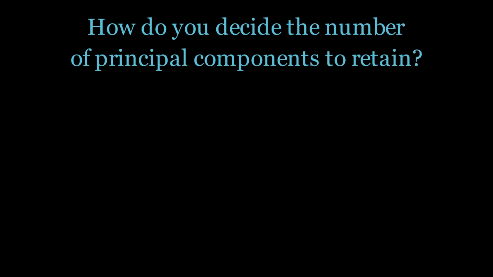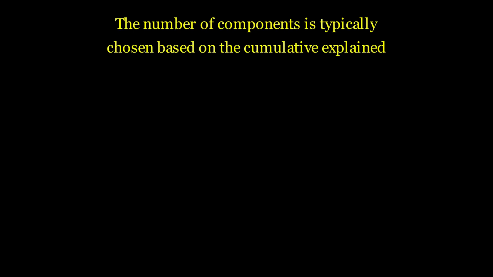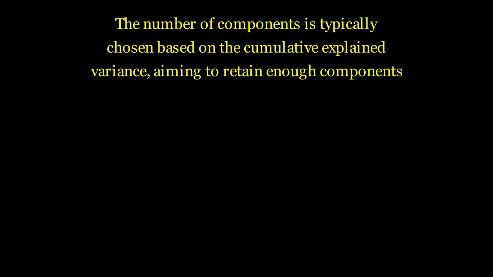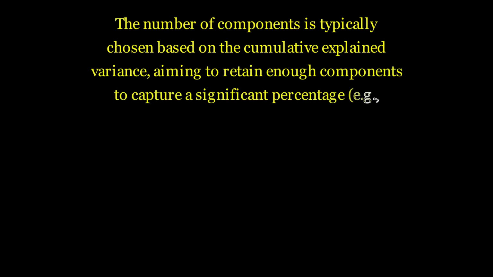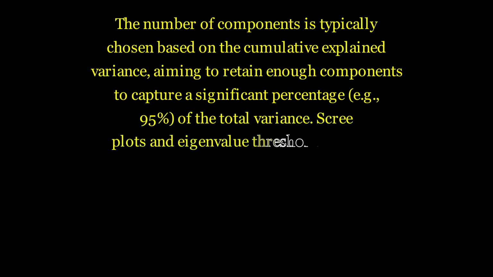Now, how do you decide the number of principal components to retain? The number of components is typically chosen based on the cumulative explained variance, aiming to retain enough components to capture a significant percentage, say 95%, of the total variance. Scree plots and eigenvalue thresholds can also guide this decision.